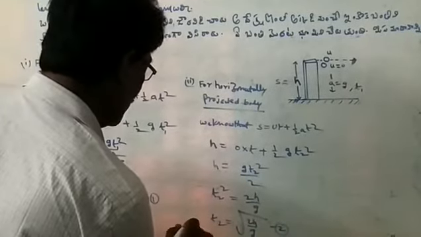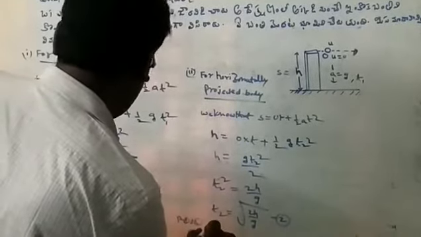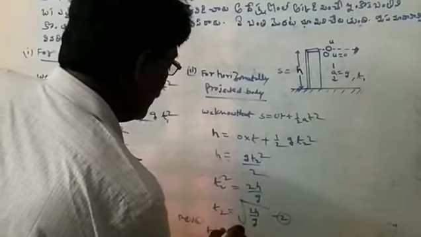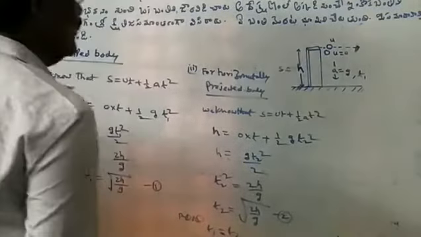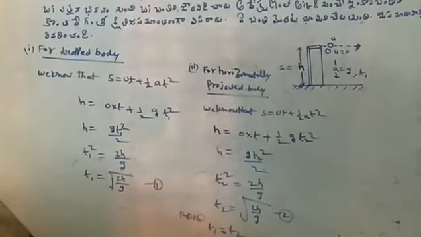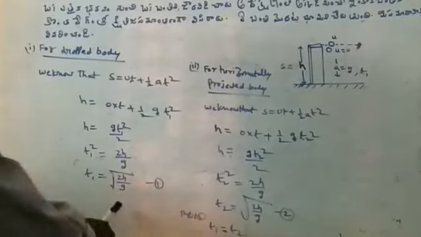From equations 1 and 2, t1 is equal to t2. That means the two bodies reach the ground at the same time.